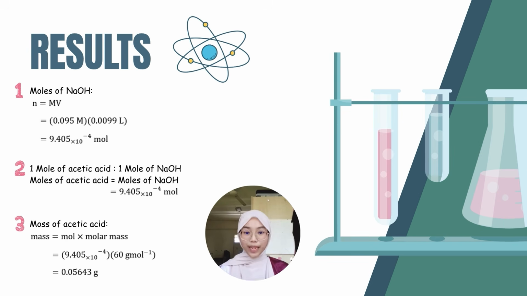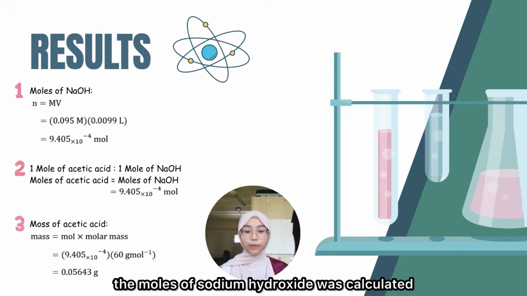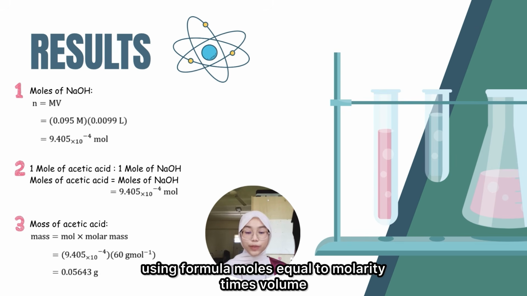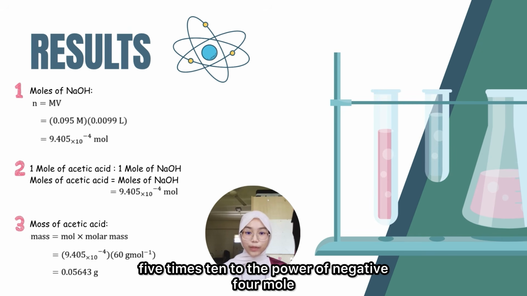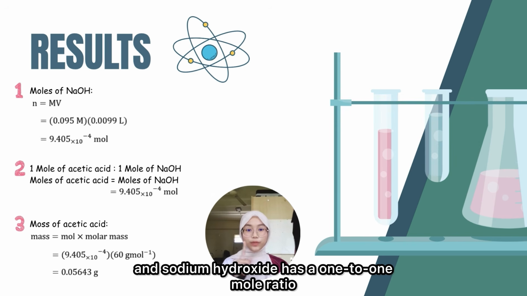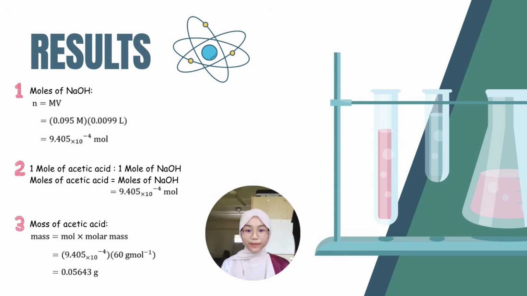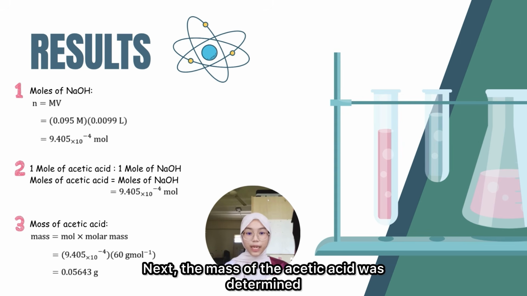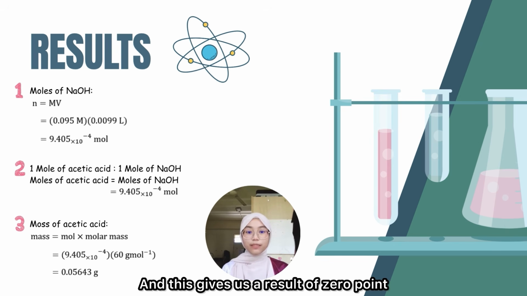Using the average volume and the concentration of sodium hydroxide of 0.095 molar, the moles of sodium hydroxide was calculated using the formula moles equals molarity times volume, giving us the value of 9.405 times 10 to the power of negative 4 mole. Since the reaction between acetic acid and sodium hydroxide has a 1:1 mole ratio, the moles of acetic acid in the vinegar sample is also 9.450 times 10 to the power of negative 4. Next, the mass of the acetic acid was determined by multiplying the number of moles by the molar mass of acetic acid, which is 60 gram per mole, and this gives us a result of 0.05643 gram.